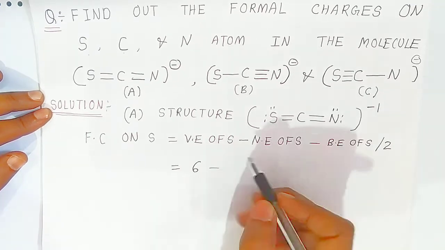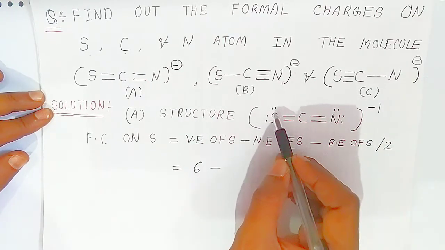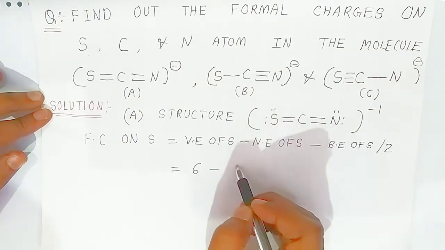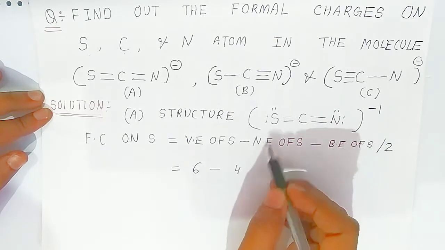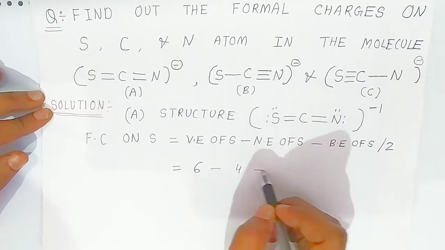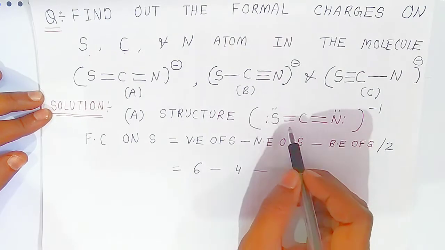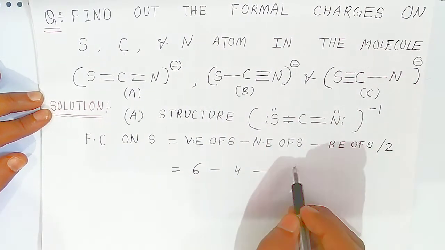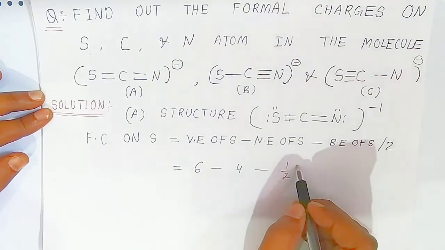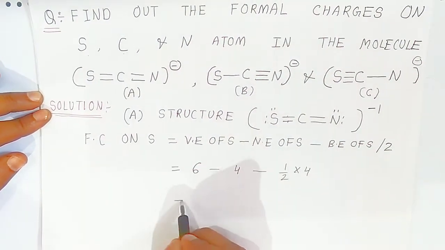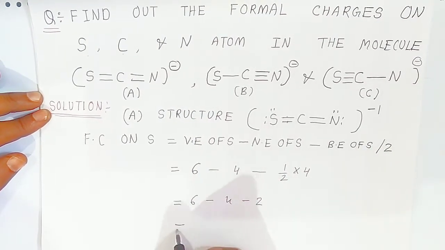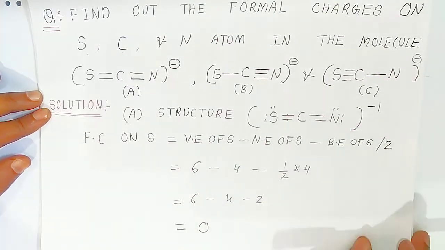6 minus non-bonding electron students, when you see the sulfur here, these 2 electron pairs are not bonded to any other atom. So there are total 4 electrons which are coming in non-bonding. Now after that students, bonding electrons of this sulfur, here it has to bond with the carbon. So one bond contains 2 electrons. So in total it has 4 bonding electrons. You have to make half of the 4 electrons. Okay students, so if you subtract, 6 minus 4 minus 2, that means 0 charge is coming on sulfur in this structure.